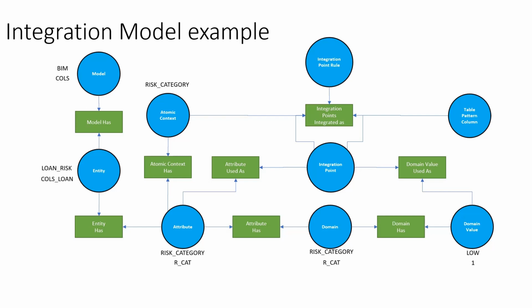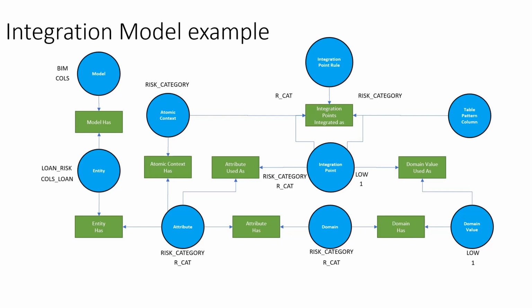What we do next is to document how a source model is used to integrate data into the business information model, and at the same time, the logical focal model and its physical implementation column. What we first do is to create something we call the integration points, that is, attributes and domain values we want to integrate between. In this example, we create data instances for the attributes risk category and RCAT, and for the domain values low and 1. And then we relate them.